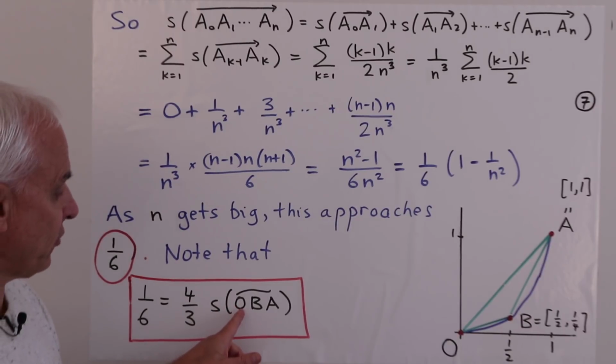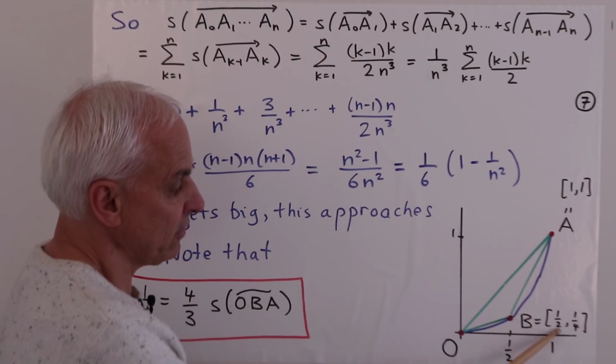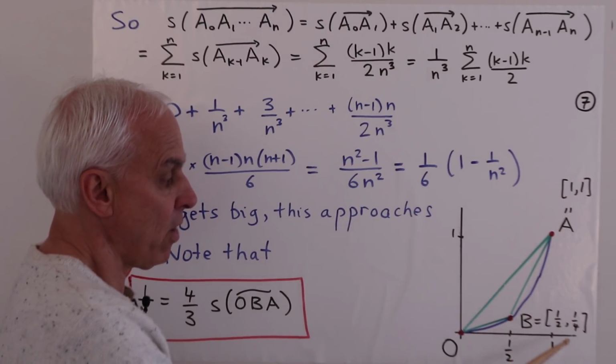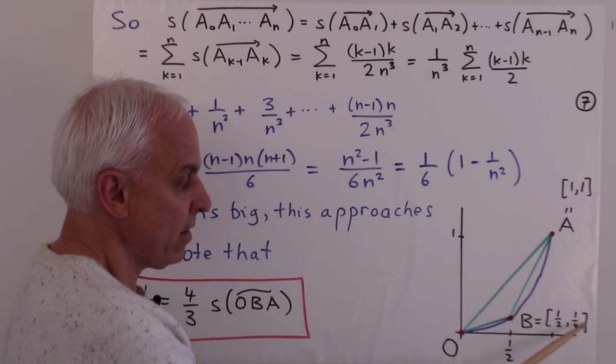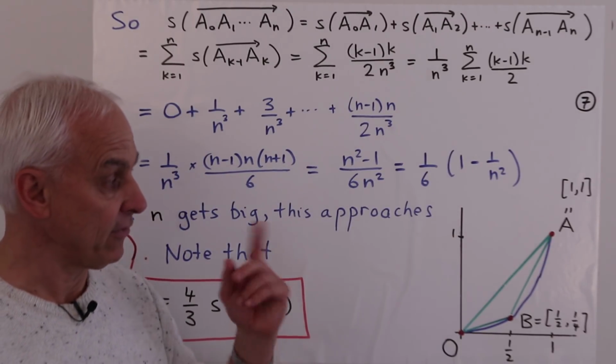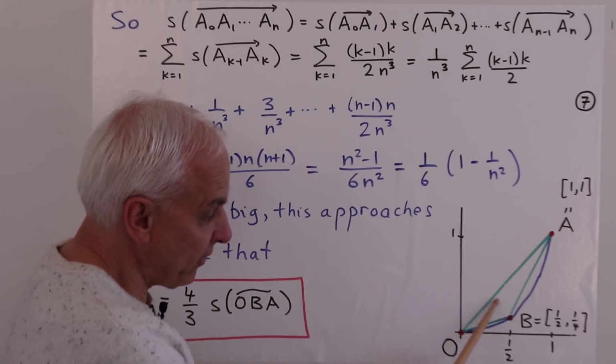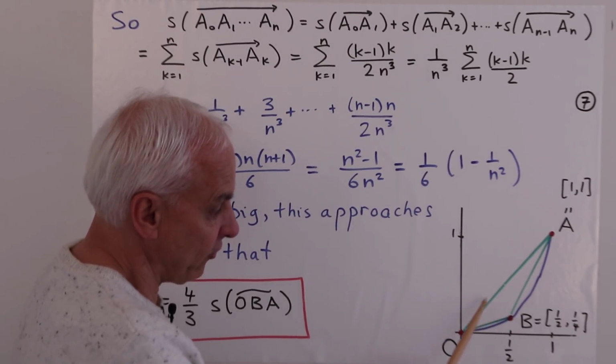So if we're looking at triangle OBA in this order here, then we have to take the cross product of 1/2, 1/4 with 1, 1. So that's 1/2 times 1 minus 1/4 times 1. That's a total of a quarter. We divide by 2, we get 1/8. So the signed area of this triangle is 1/8.